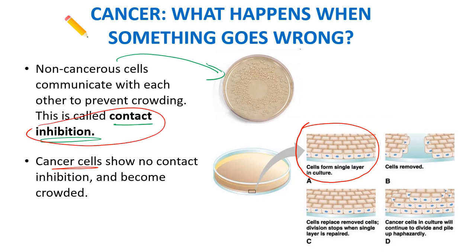But cancer cells don't show contact inhibition. So if they get grown on a plate like this, or in the body as well, they just keep on dividing and dividing, and they make layers and layers of cells, and that's how tumours form. It's random and not controlled, and it's just a whole mass of cells that shouldn't be there at all.